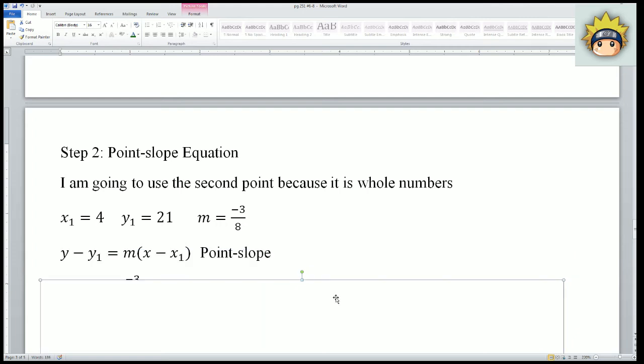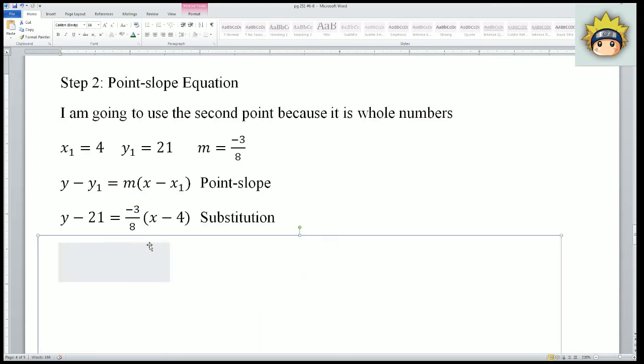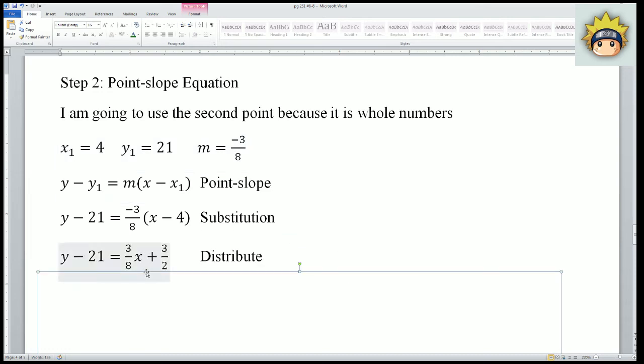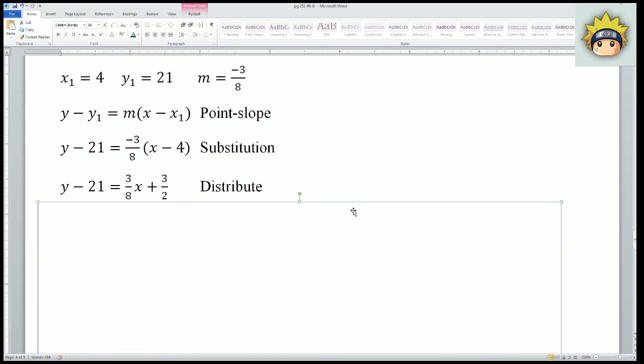Okay, write the point-slope form. Substitution. 21 here goes in for y1. m is negative 3 over 8. x1 is 4. Make that substitution. Distribute the negative 3 over 8 times x. Negative 3 over 8 times negative 4, that becomes your positive 3 over 2.